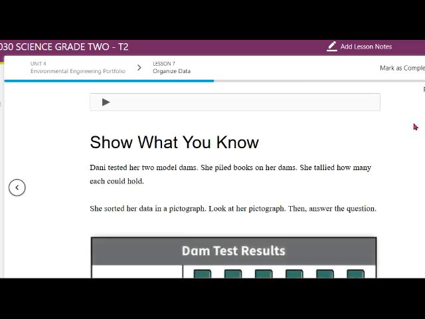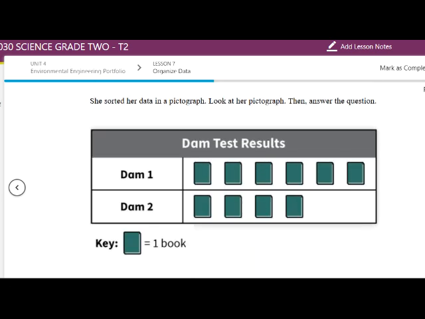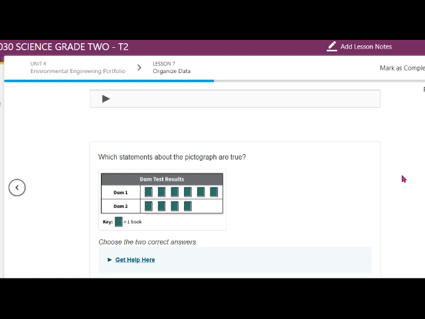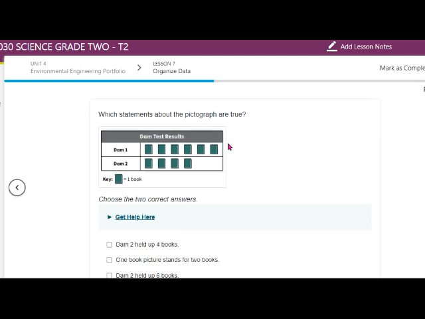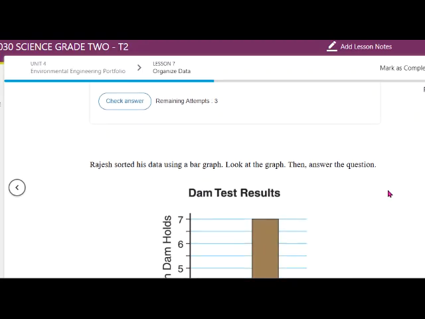Danny tested her two model dams. She piled books on her dams. She tallied how many each could hold, and she sorted her data in a pictograph. So the information in this pictograph is the same as the information in that bar graph. It's just shown a different way. So her key says this little square or rectangle equals one book. So she has 6 rectangles here for dam 1, and she has 4 rectangles here for dam 2. All right, so answer these questions about the pictograph and then check your answers to see if you are correct.